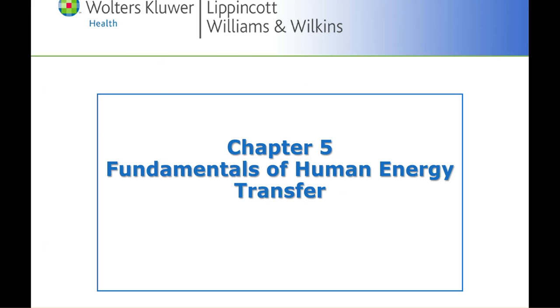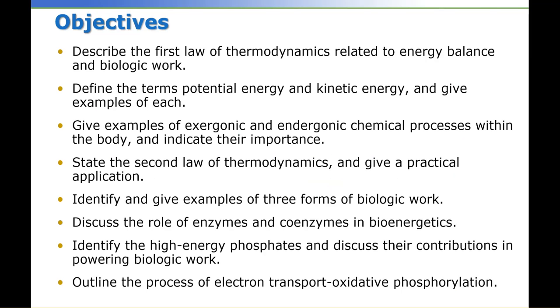Chapter 5, Fundamentals of Human Energy Transfer. The objectives are describing the first law of thermodynamics related to energy balance and biological work, defining the terms potential energy and kinetic energy and giving examples of each, giving examples of exergonic and endergonic chemical processes within the body and indicating their importance, and stating the second law of thermodynamics and giving a practical application.